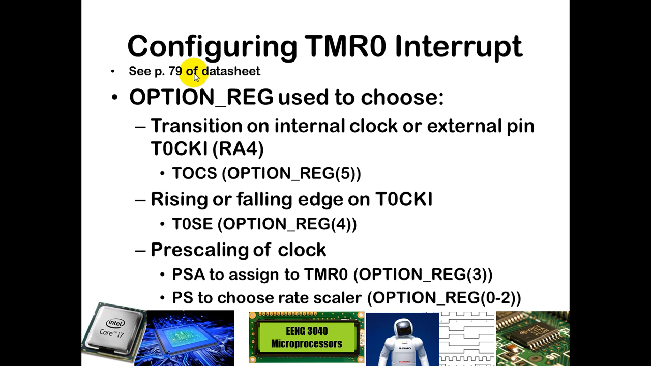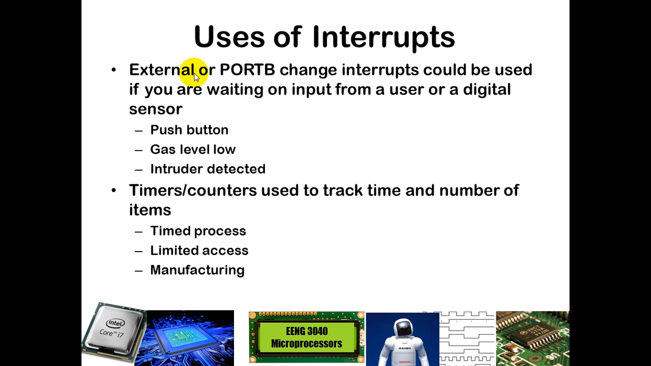bit 4. And you also may want some kind of a prescaler so that you don't count every clock edge or every button press or whatever it happens to be connected to the external, but you may want to scale that down. And so you can use the PS, which is in the option register bit 0 through 2. That's your prescaler, which will allow you to slow down the timer so that it doesn't count every clock cycle but only counts every so many clock cycles.